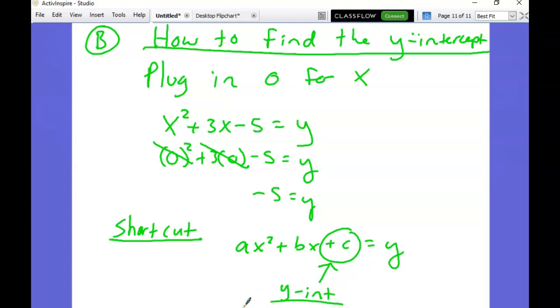Because if you do plug in 0, it's just going to get rid of everything with an x, and all you're going to be left with is a c. All right? So this isn't a big deal, and you can kind of get by today without doing this, but now that we know how to find the y-intercept really easily, I'm going to show you how you can get a little bit more precise graph now, and then we'll call it a day, okay?